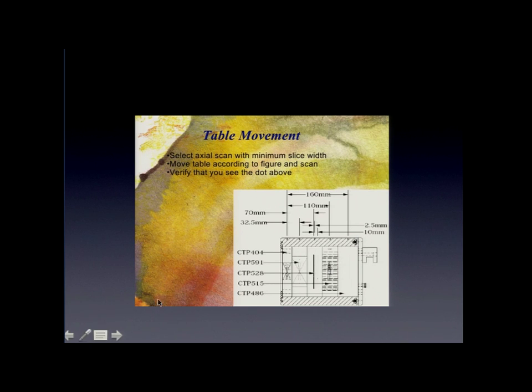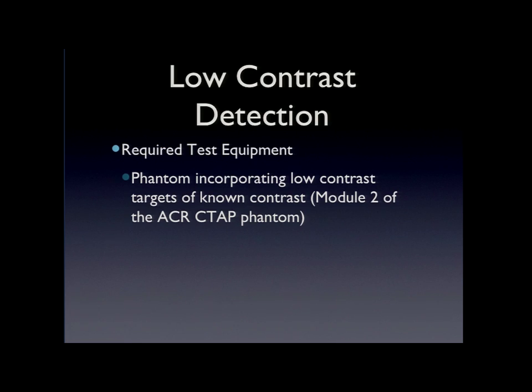This is just showing that with the Catphan, they have the fiducial markers and they have distances, and you can just do the same thing as you can do with the ACR Phantom.